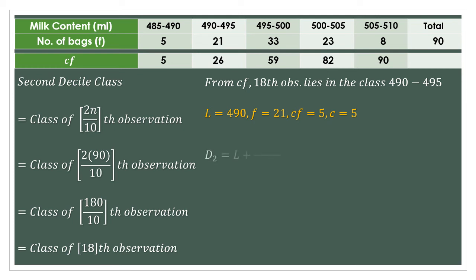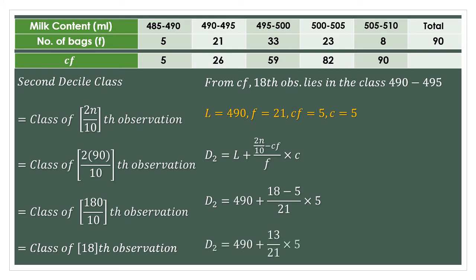So using this data, we will put the values in our second decile formula, that is L plus (2n upon 10 minus CF) upon F into C. Putting the values: 490 plus (18 minus 5) upon 21 into 5. That would be 490 plus 13 upon 21 into 5. 13 upon 21 into 5 will get you 3.1, and your answer will be 493.1 ml.